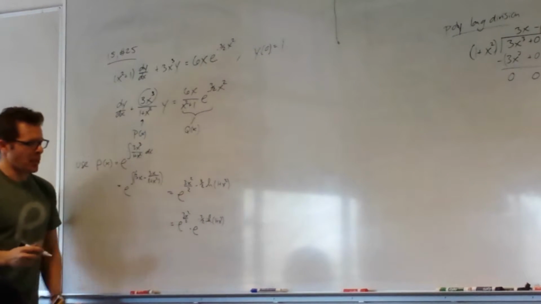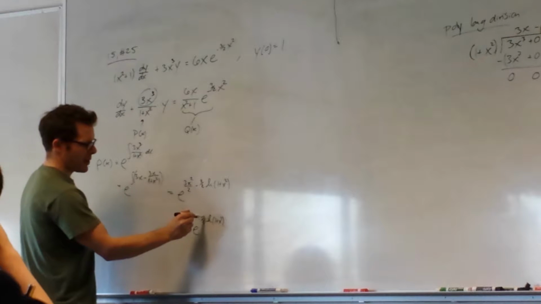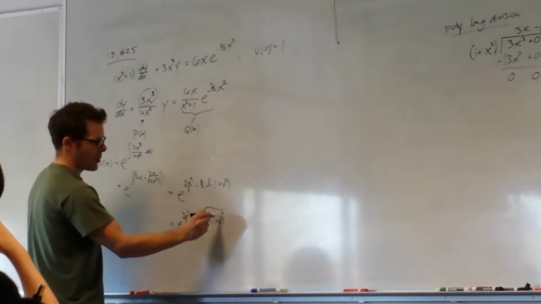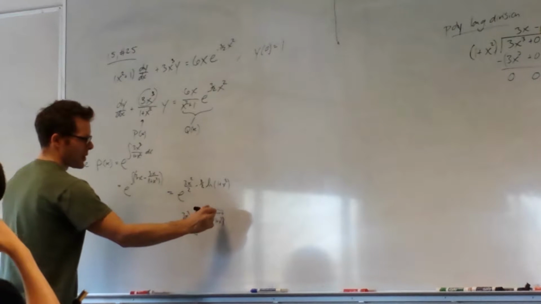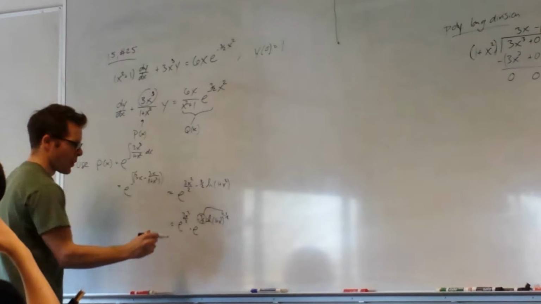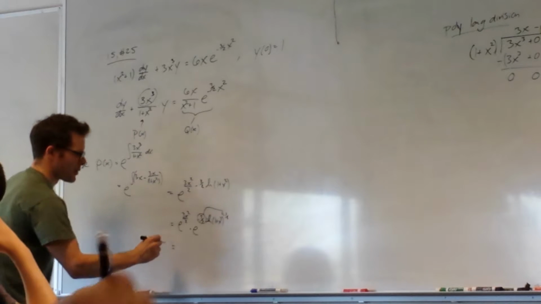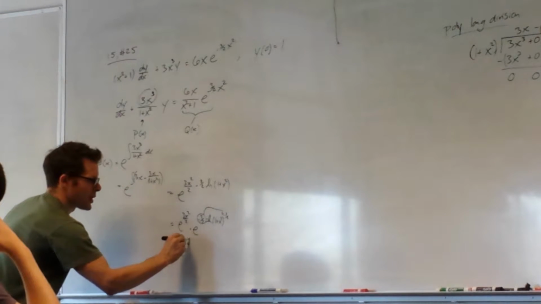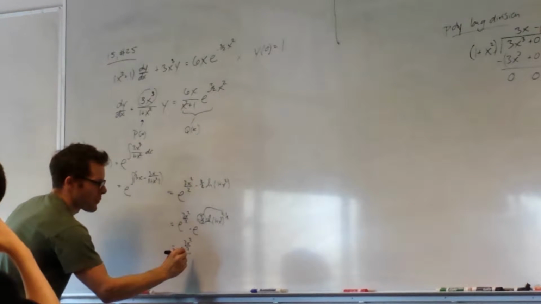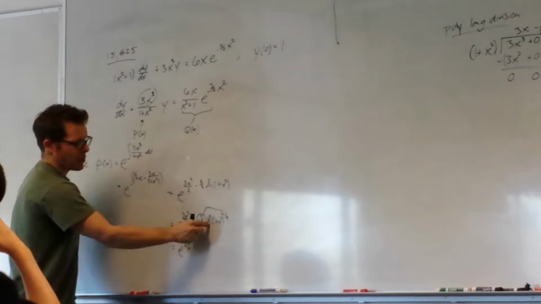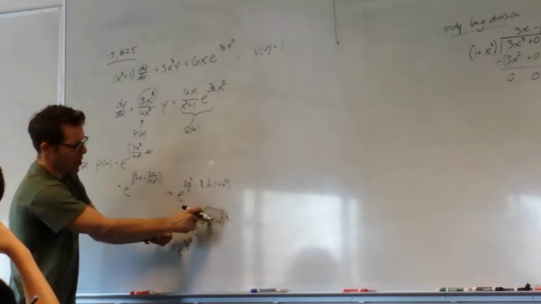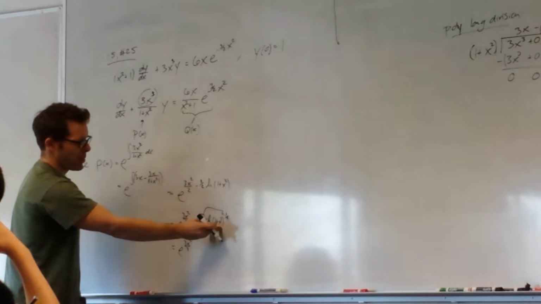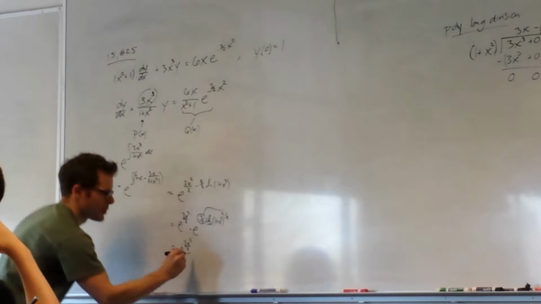By log properties, this guy in the front can be thought of as a power on that. So it's e to the natural log of 1 plus x squared to the negative 3 halves. So that factor, that part of it, this is e to the 3x squared over 2. And e to the natural log, I love that. That's why I want to use that as a power, because e and natural log are inverses. And I get 1 plus x squared to the negative 3 halves.